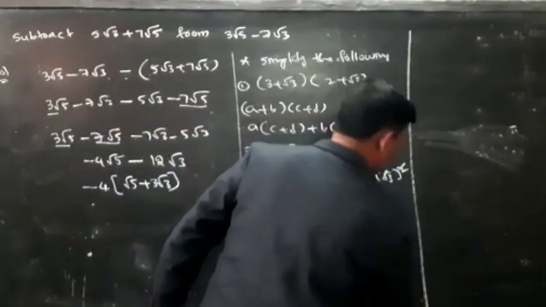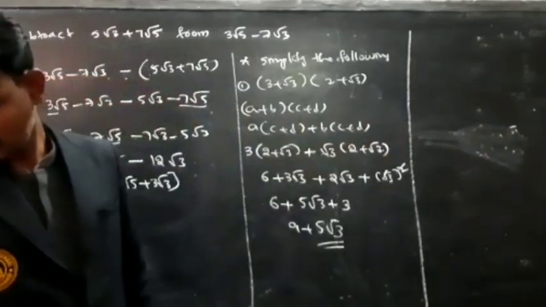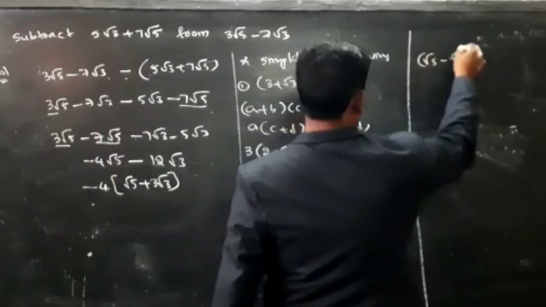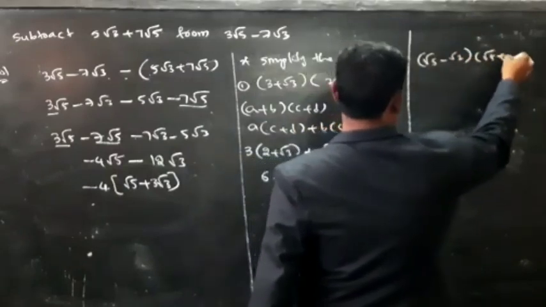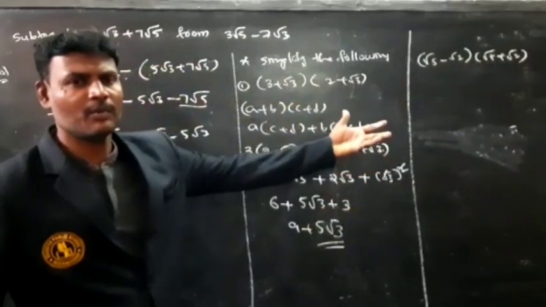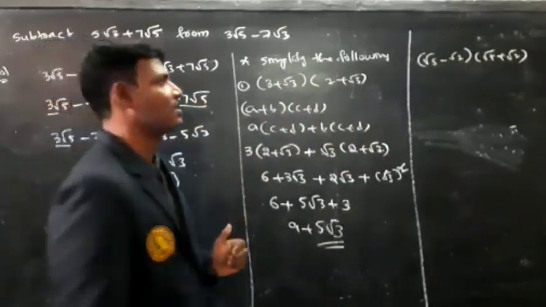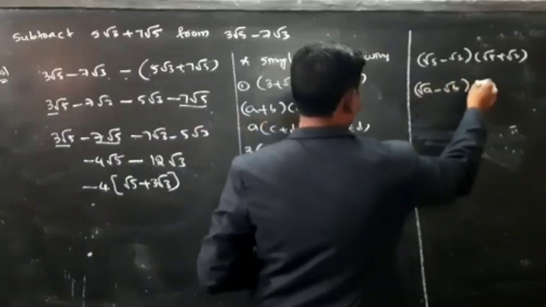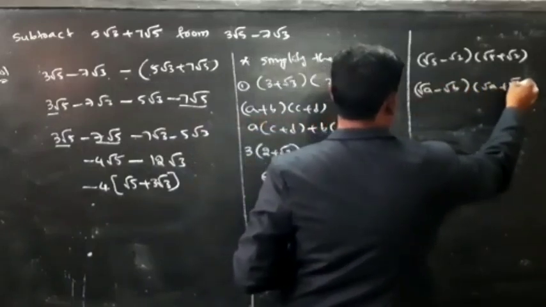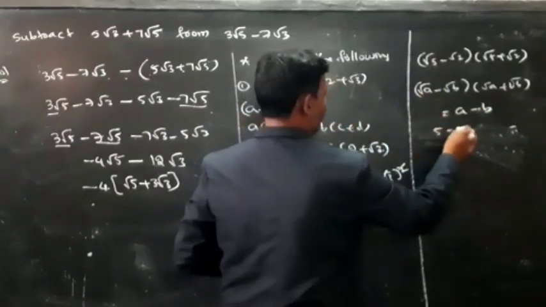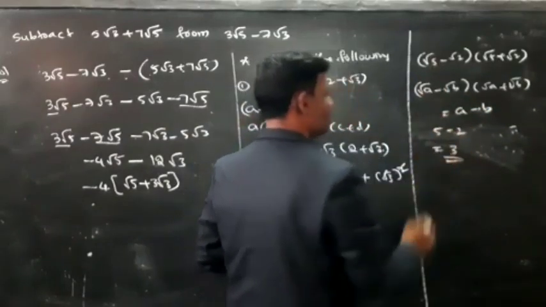Next, simplify root 5 minus root 2 into root 5 plus root 2. Recently, we discussed properties of square roots. So by using that, what can we write? Root a minus root b into root a plus root b is equal to a minus b. So the answer of this one is 5 minus 2 is equal to 3.